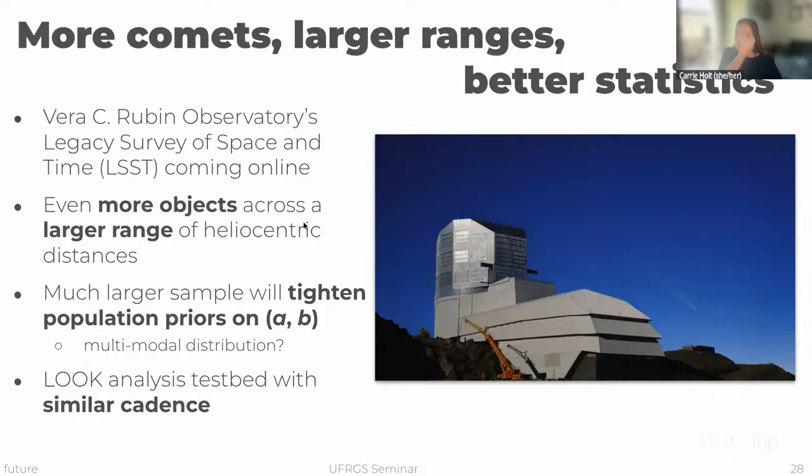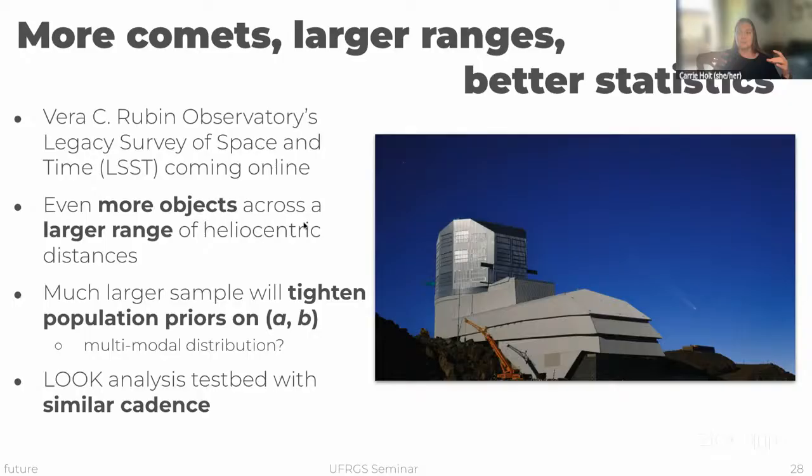And as many of you know, pretty soon, Vera C. Rubin Observatory's Legacy Survey of Space and Time, LSST, is coming online any minute now, perhaps. It's going to discover comets even further from the sun, so we can see much larger ranges, and there's going to be even more objects. So having more objects and larger heliocentric distance ranges, this is a perfect sample to do this type of analysis that we just did with LOOK.